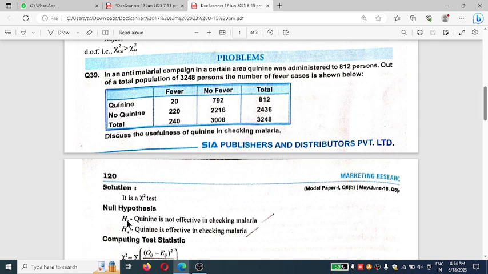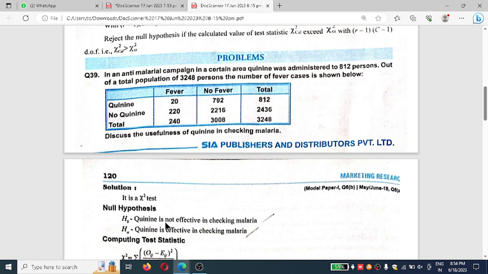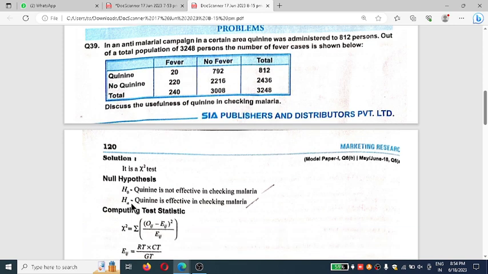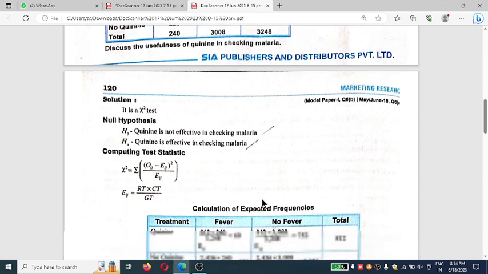First you will write: quinine is not effective in checking malaria. Then second you will write: quinine is effective in checking malaria. The first one is nothing but the null hypothesis, and the second one is the alternative hypothesis. Then students, you will go for this.